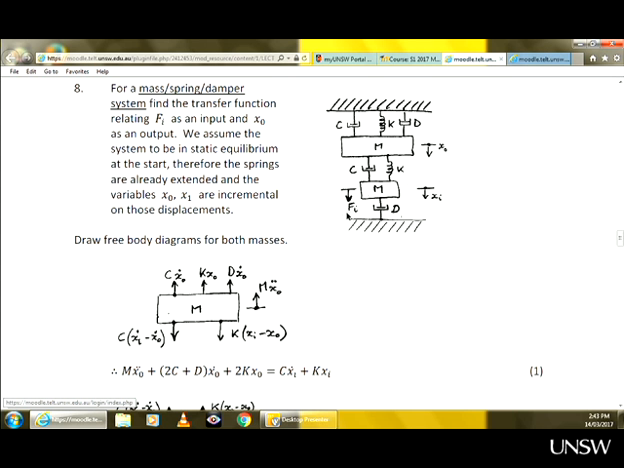Okay, so if you agree this is positive, and this is positive, then the force here will be proportional to velocity xi dot minus velocity xo dot, proportional to this coefficient c. And the same goes for the spring. It's k times xi minus xo.